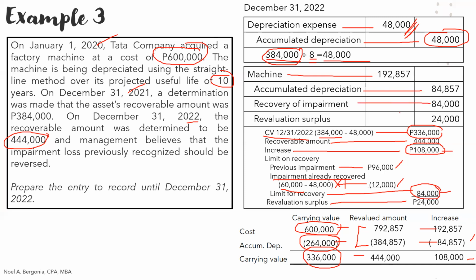Sir, saan po papasok yung recovery of impairment? This will be other income. Okay? Under the P&L po yan, yung recovery na yan. It could be a gain on recovery. Okay? It's an income account. Okay? And then the excess kanina, which is computed as our revaluation surplus na 24,000.